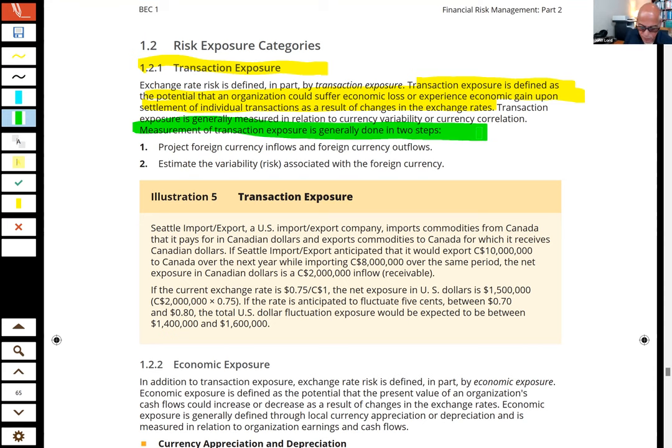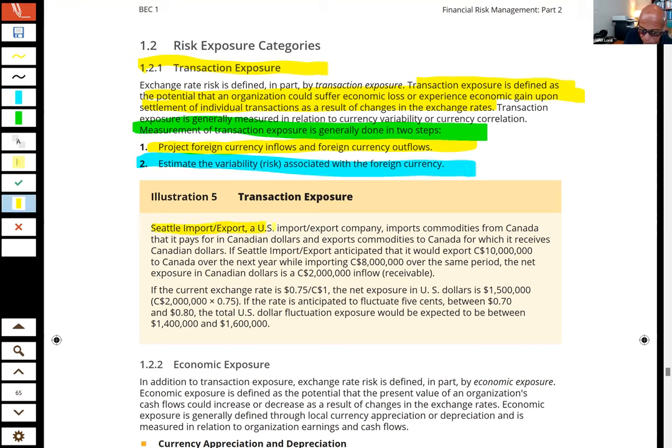So we sit here and we're going to do what? Project the foreign currency inflows and foreign currency outflows and estimate. And the way they look at this, there would be some variability around what we think the rates are going to do, so we would come up with a range. Okay. So let's go ahead and take a look at this example here.